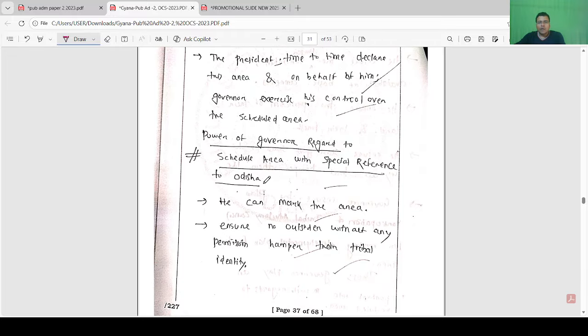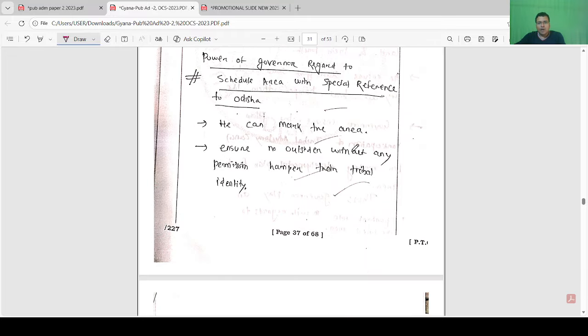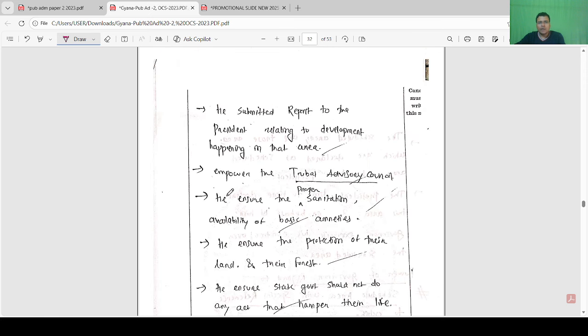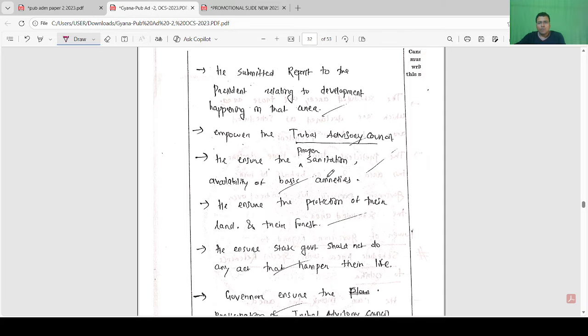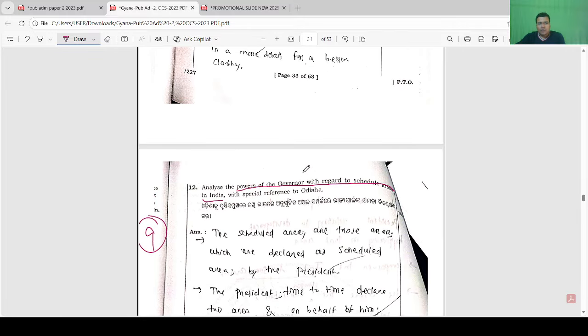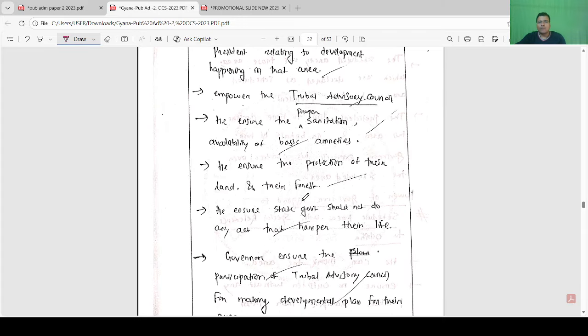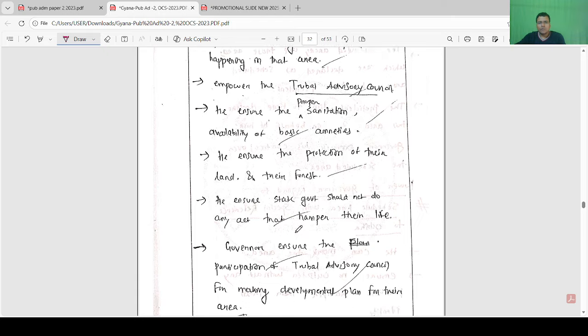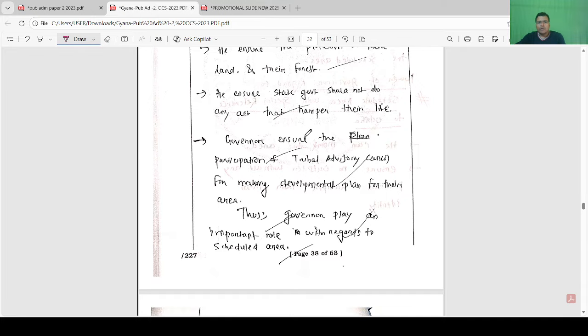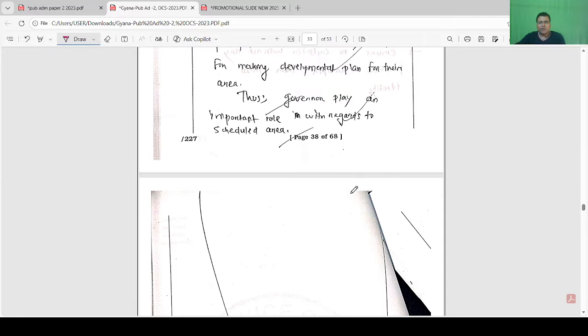Regarding schedule areas, the Governor can mark areas, ensure no outsider hampers tribal identity, submit a report to the President, and empower the Tribal Advisory Council to ensure proper administration. In Odisha, there is a tribal affairs minister appointed by the Governor. The state government should not do any act that hampers this, and the Governor ensures the participation of the Tribal Advisory Council.